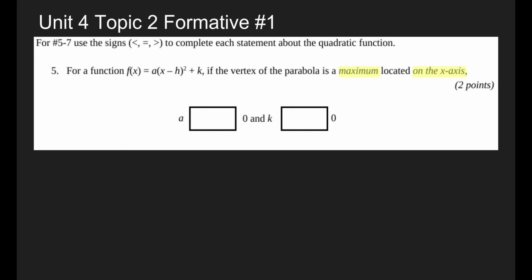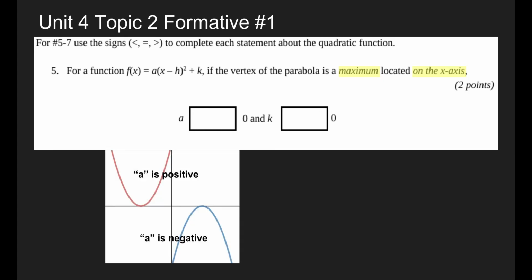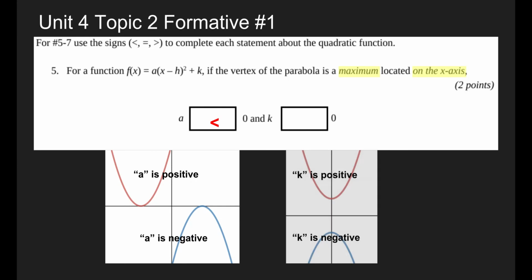Now, a student who's conceptually proficient is going to immediately think about the fact that a maximum means that we're opening down, or that a is negative, which means that a is going to be less than 0. Then they're going to think about the k, and they're going to think about the fact that the vertex is located on the x-axis. And what does that mean in terms of translations?